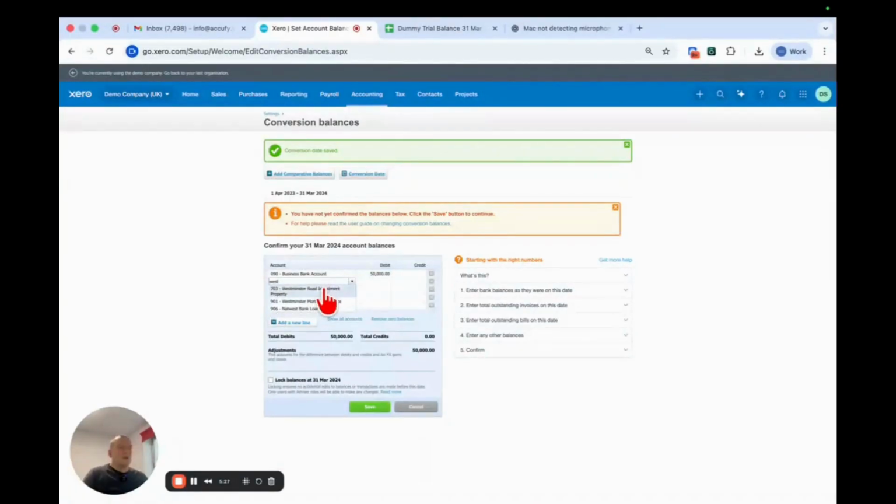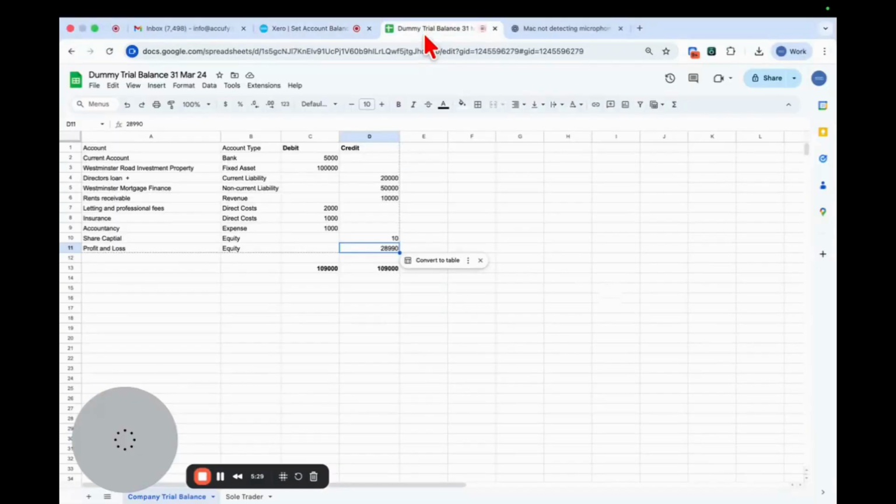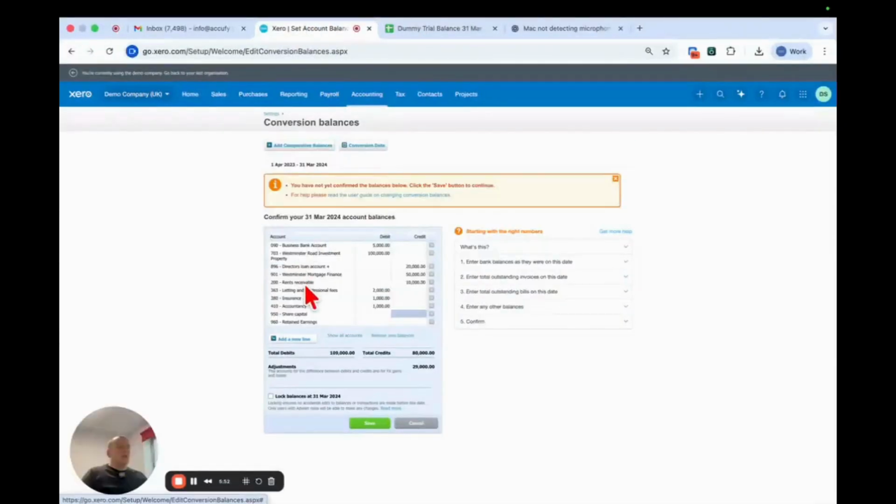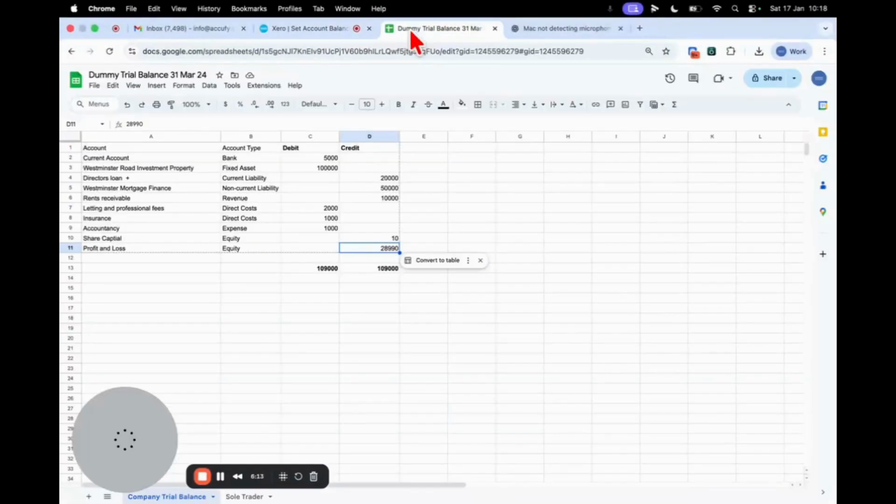Okay, so we've got our investment property there. What did we say the balance was? 100,000. Yeah, I'm just going to continue to copy it exactly as per the trial balance. Going to go all the way down. We've got equity now, so we've got all of our assets down the left-hand side, our liabilities down the right-hand side, and our income down the right-hand side, our expenses down the left-hand side, and then our equity will go down the right-hand side. So share capital, and our retained earnings, which is the profit and loss account.